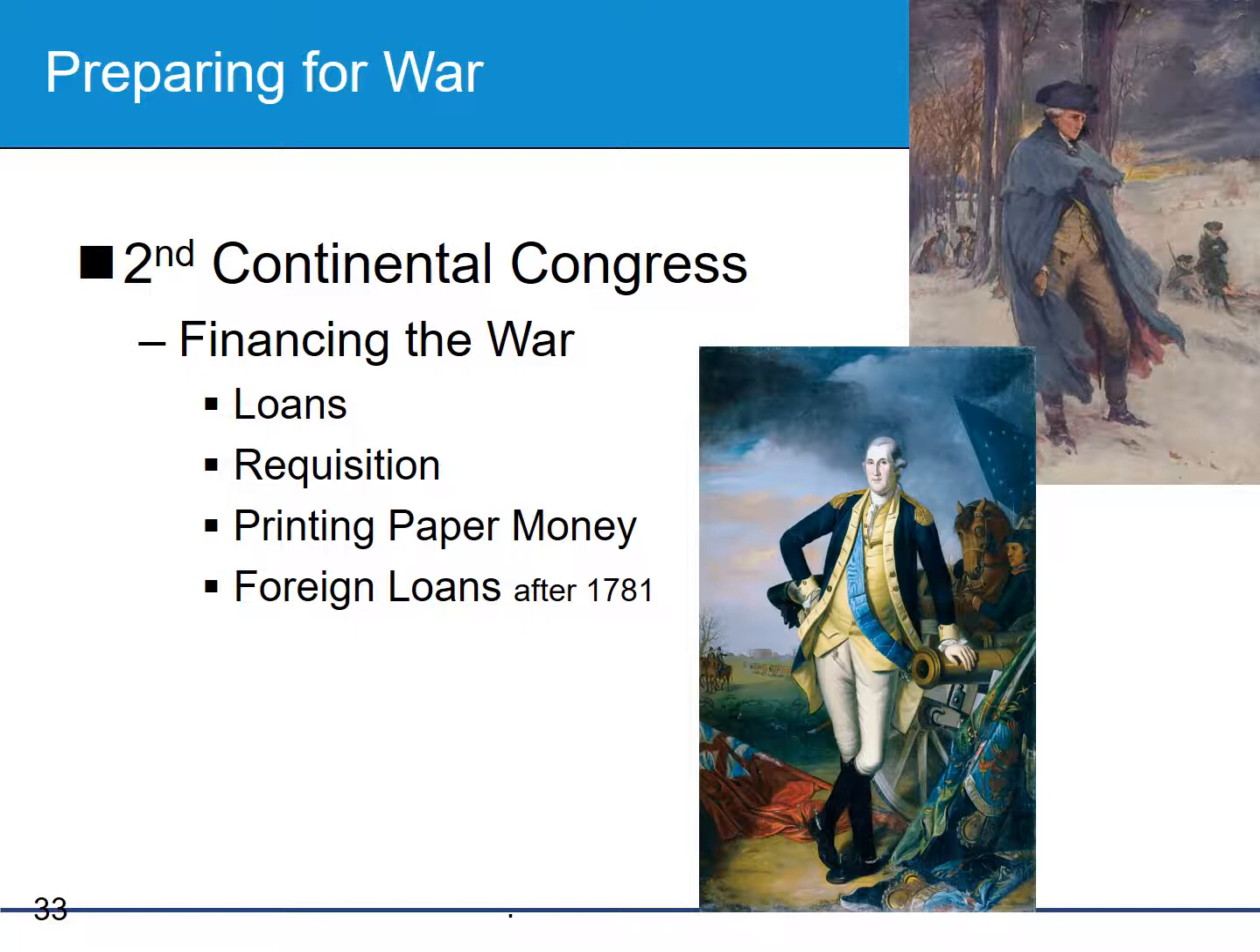In the first couple years of the war, we're not going to see very many foreign loans. Pretty much everybody's waiting to see if the colonists can win. But after 1781, we begin to get money, especially from the French and the Spanish, who will begin loaning huge amounts of money to the American colonies, hoping that it will help defeat the British.